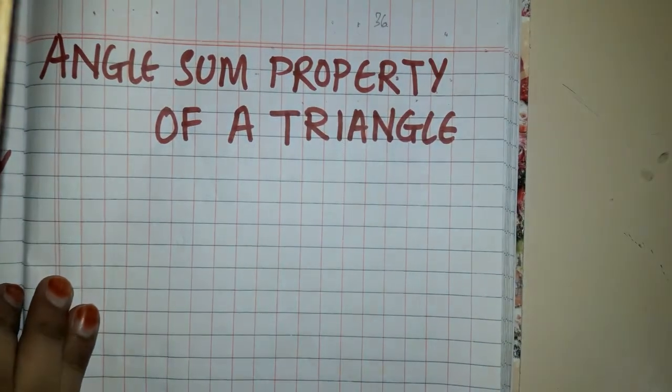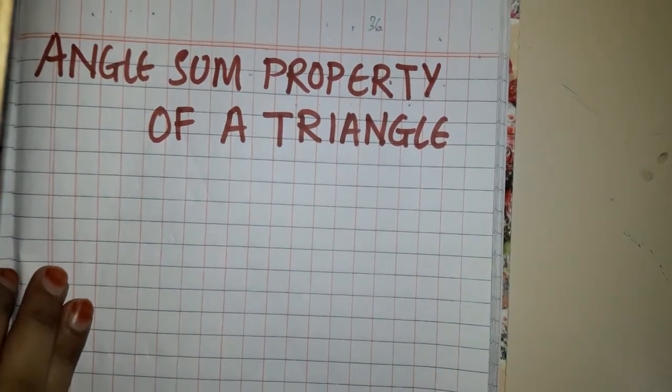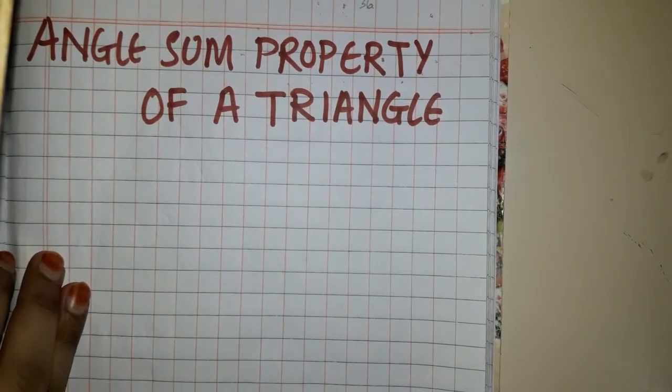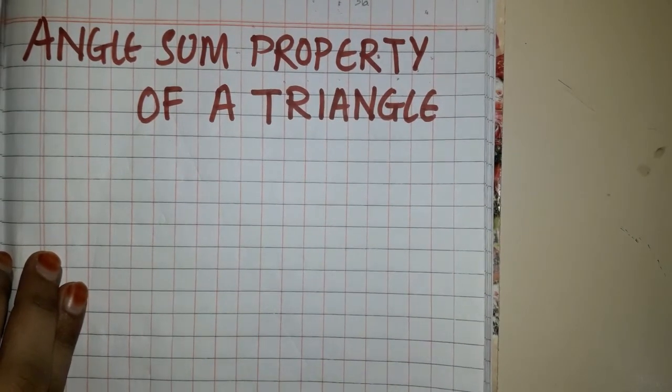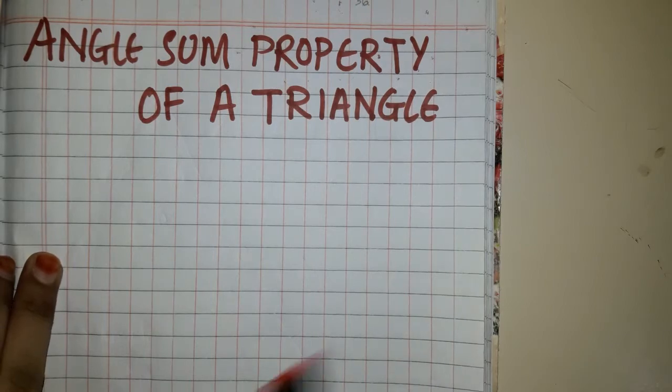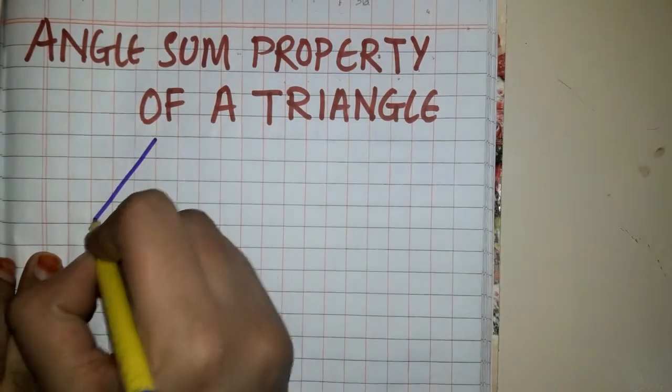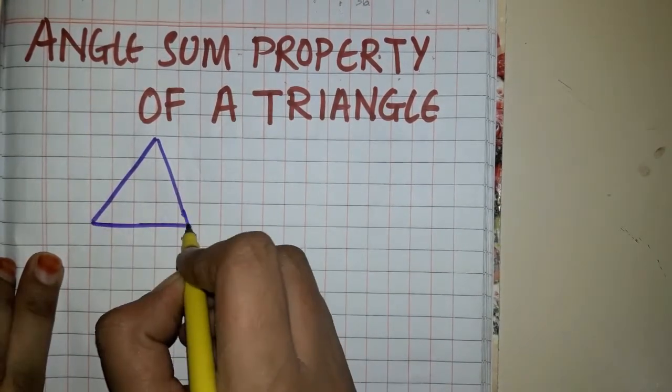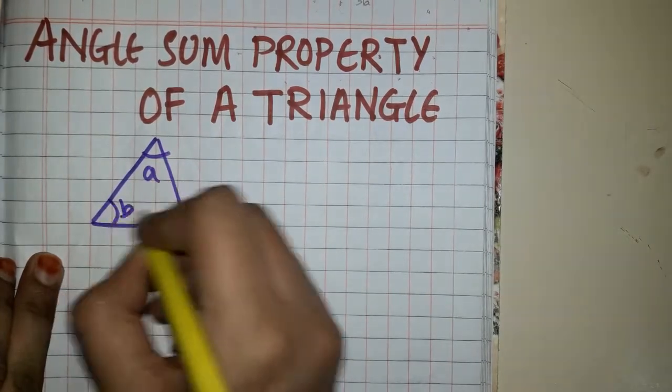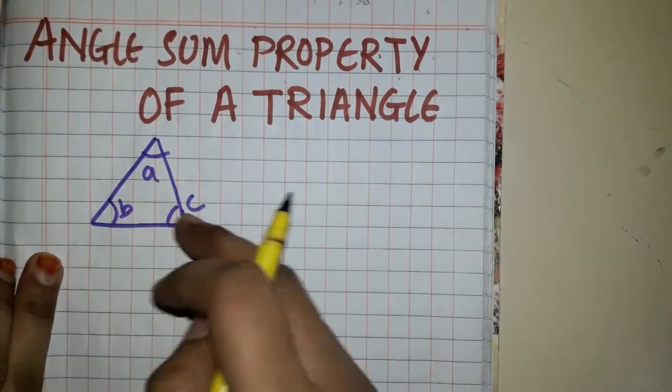According to the angle sum property of a triangle, remember in a triangle all three angles will always give you a sum of 180 degrees. Suppose you have a triangle. This is my triangle with angles A, B and C. These are the three angles.